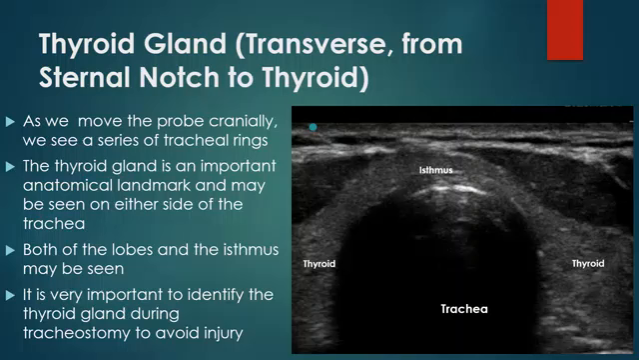And what you typically see when you get up to the thyroid gland is the isthmus of the thyroid, and you see both lateral components of the thyroid. It's a very important anatomical landmark and can be seen on either side of the trachea. Obviously, if you're wanting to do a tracheostomy, you're going to probably want to find the thyroid and delineate these structures before you start sticking needles in people. Both the lobes and the isthmus can be seen. It's a very nice, easy to find structure.